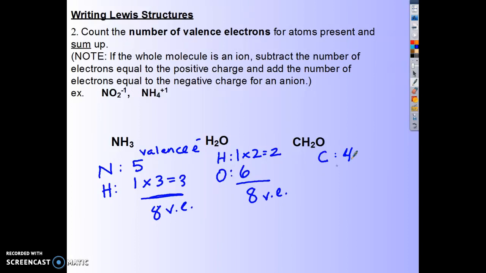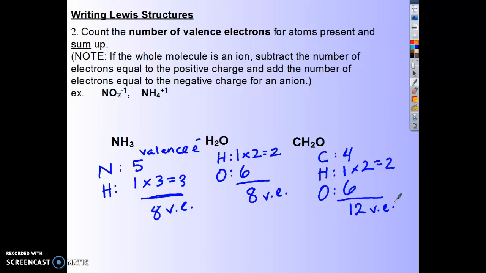And we only have 1 carbon, but then we get to hydrogen, and we have 2 hydrogens times that 1 valence electron per hydrogen to give us 2 coming from our hydrogens. And oxygen has 6 valence electrons. So now if we add those up, we got 4 plus 2 plus 6, a total of 12 valence electrons. Okay, so we've totaled it up for our 3 compounds.